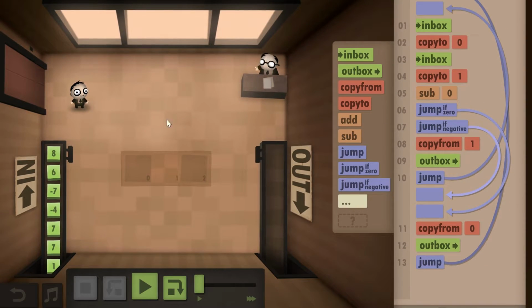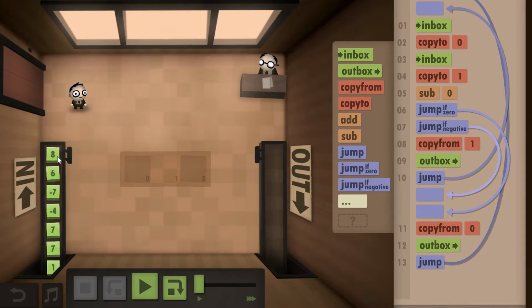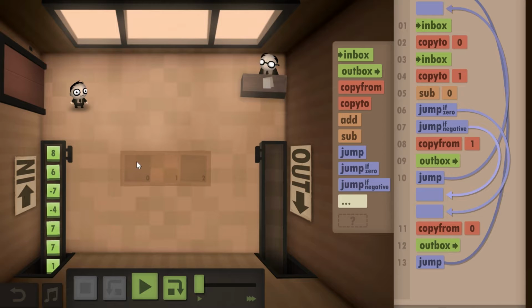And what I did is I picked a number, I put it down, then I picked the second number, I put it down, then I subtract them. And if my value, so this is 8 and 6, right? If my value is positive, then I would pick the number from here. If my value is negative, I would pick the number from here and put that into the outbox. If they were equal, I just pick either one and put them into the outbox.